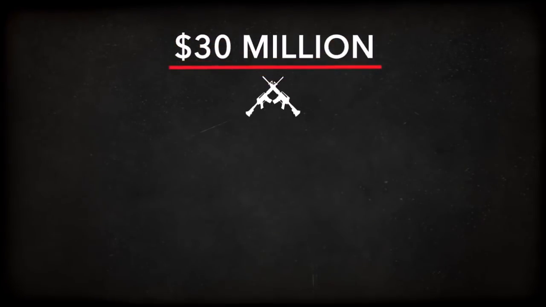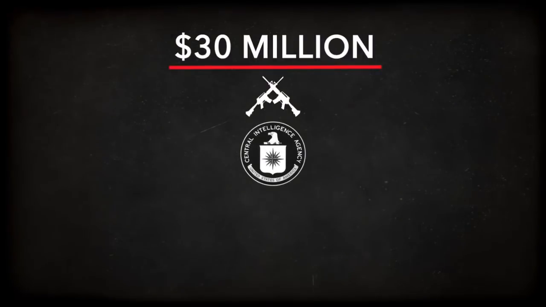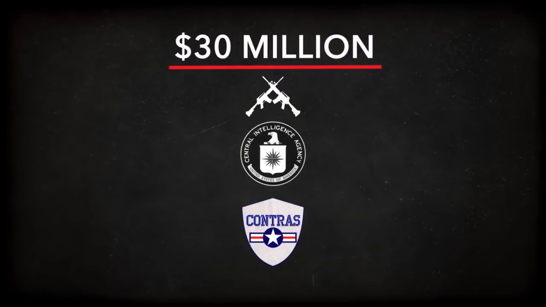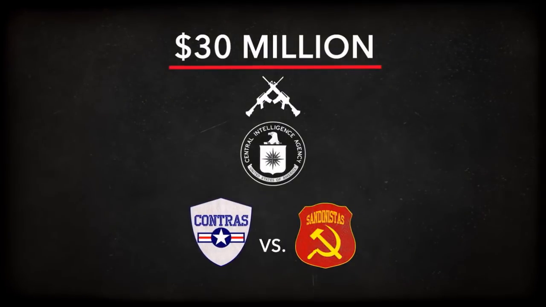But that was just the tip of the iceberg. The deal with Iran didn't just secretly secure the release of the hostages in exchange for weapons. There was money involved. While $30 million had been allocated for the weapons, the CIA funneled a portion of that money to the Contras in Nicaragua, the group Reagan supported in their guerrilla fight against the Sandinista government.